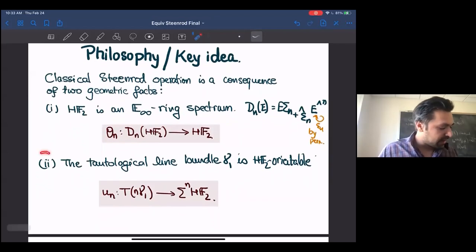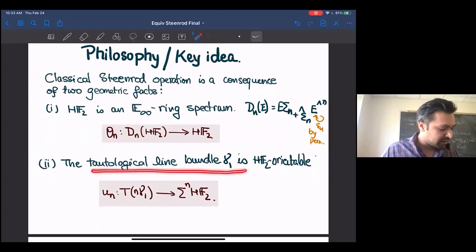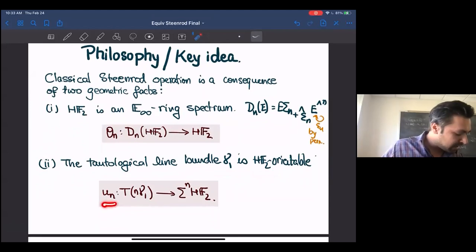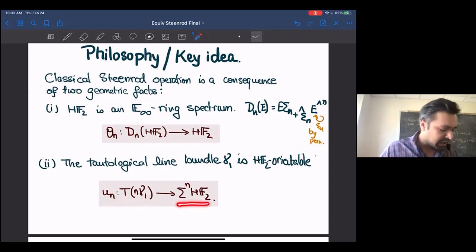And the second geometric fact that is needed in the construction of Steenrod operation is the fact that the tautological line bundle, which is gamma 1 over RP infinity, is HF2 orientable. What it gives you is a Thom class for the n-fold direct sum. For each n, you can take the n-fold direct sum of gamma 1, and that is an n-dimensional bundle. So because it is HF2 orientable, you're going to have a Thom class, which I'm going to denote by Un, which is a map from the Thom space of the n-fold direct sum of gamma 1 to the n-fold suspension of the Eilenberg-MacLane spectrum. So you have all of these n's.